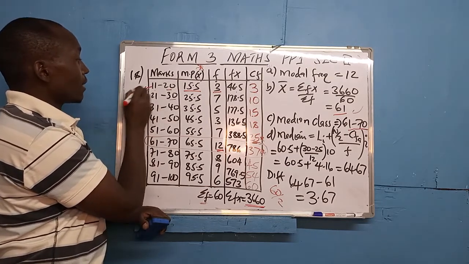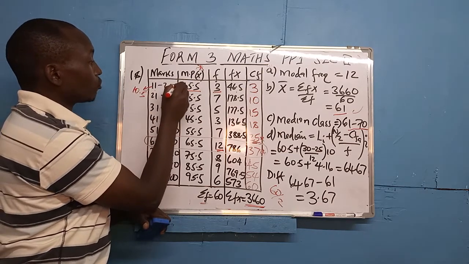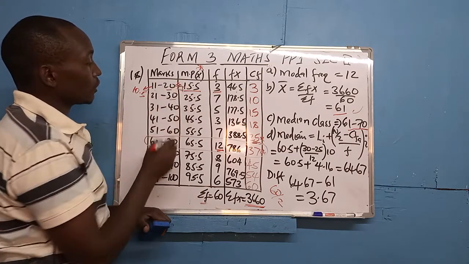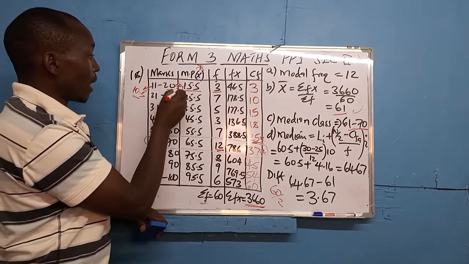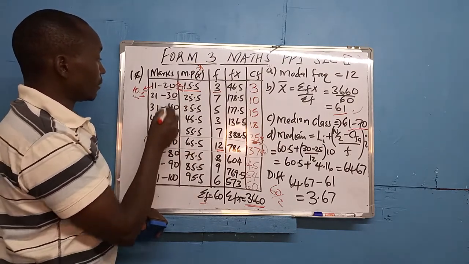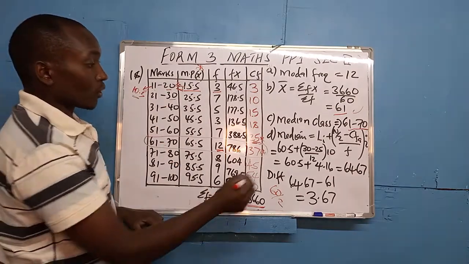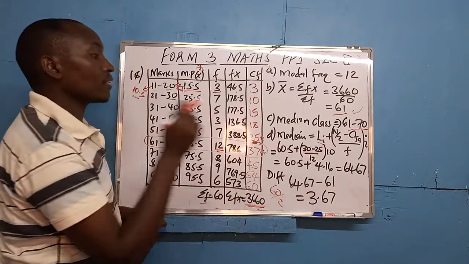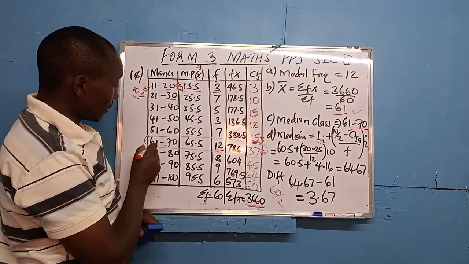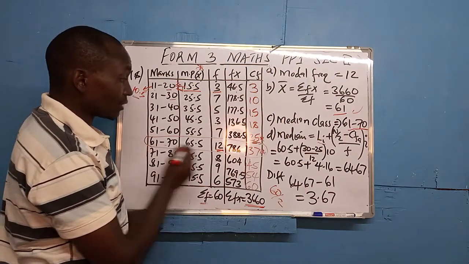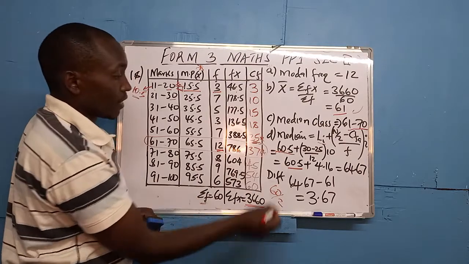So over here, this class extends up to 10.5. This goes up to 20.5. Those, we call them the class limits, the lower class limit, the upper class limit. So with this, we have the class boundaries as they are, then the class limits. So this one, the Li, is the lower class limit of the median class. That is, it's not 61, but 60.5. 60.5 as it is here.